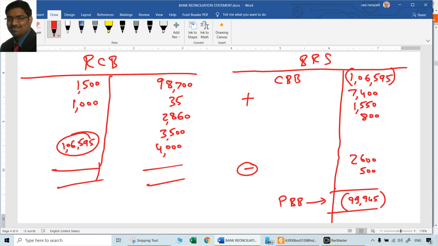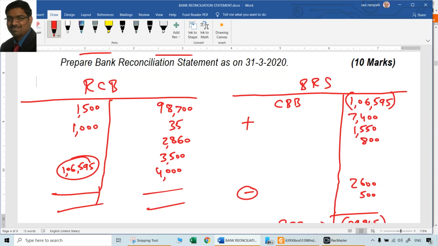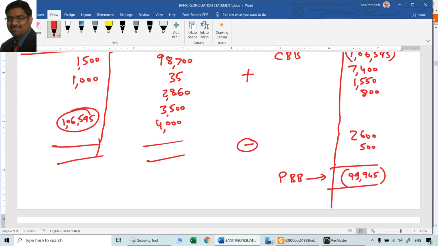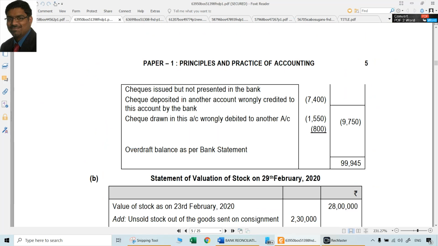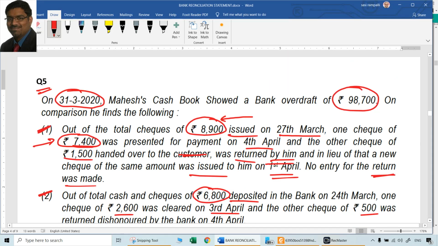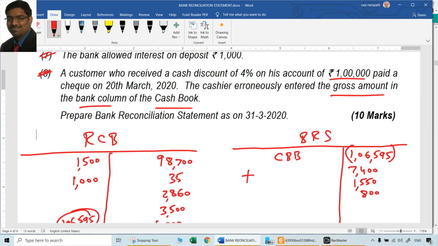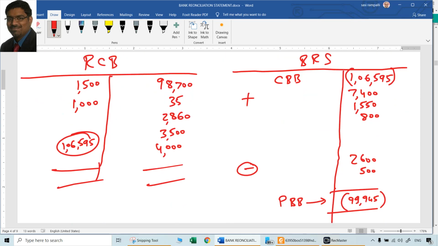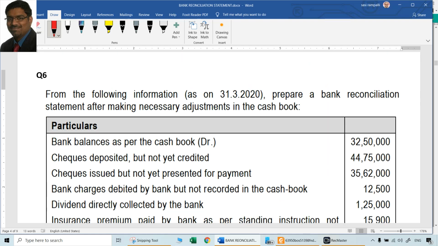That is the bank reconciliation statement in this scenario. 99,945. So that was question number 5, which is a 10 marks question. So a revised cash book and bank reconciliation statement have to be prepared. Of course, the final balance should match. Calculations have to be done carefully. Earlier, there was a miscalculation. So the correct answer is 99,945. That was question number 5.